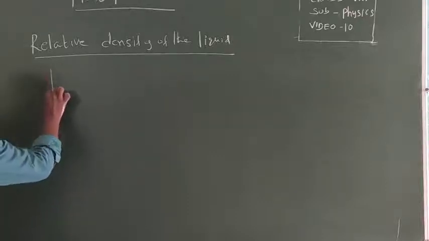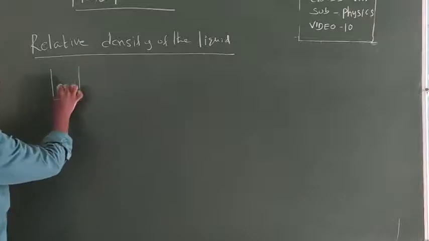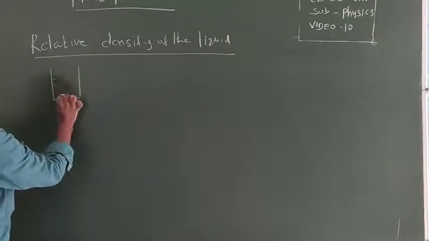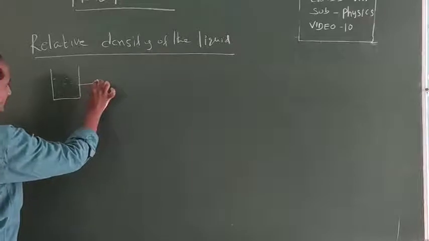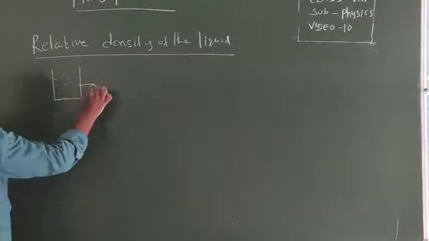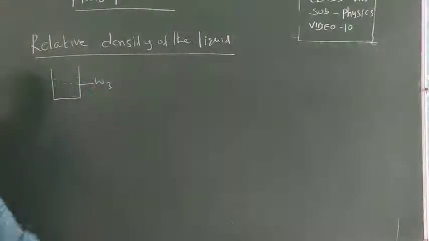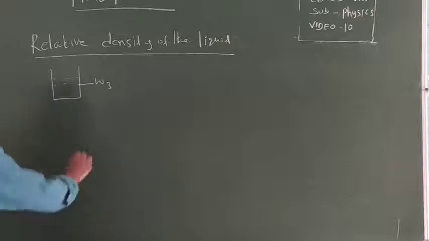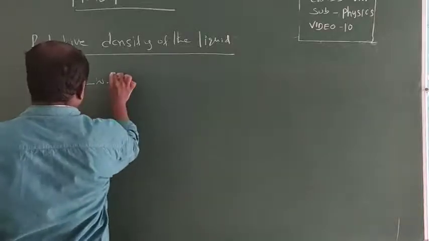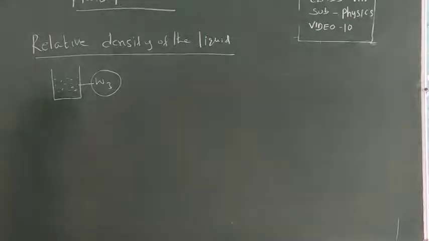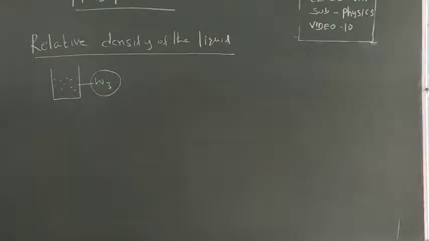If a body is immersed in a fluid, then the body weight is equal to W. If your body is immersed in a liquid, not water, another liquid, then the weight of the body in fluid is W3.